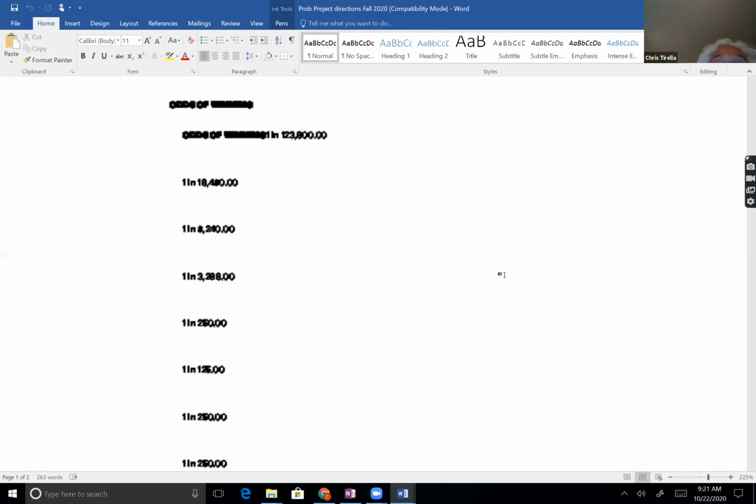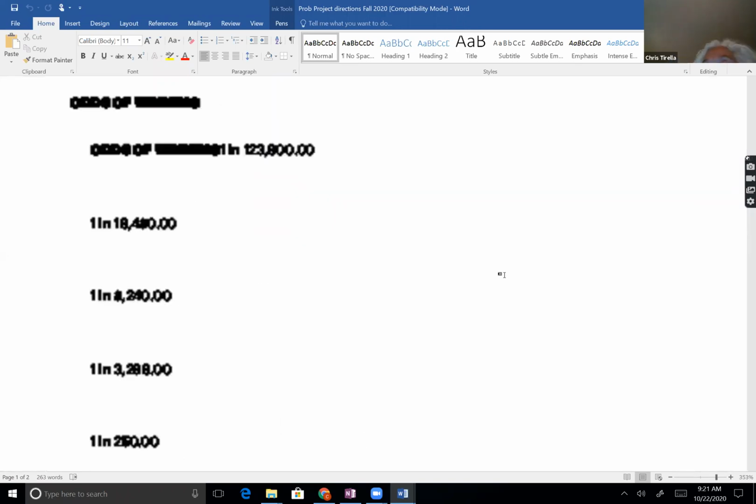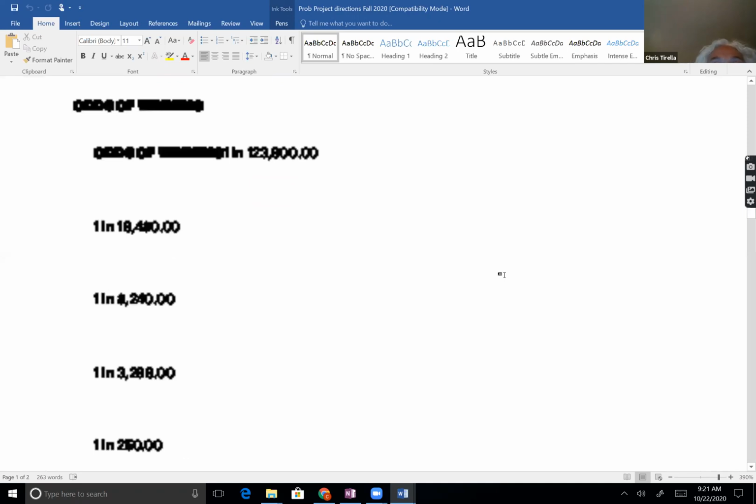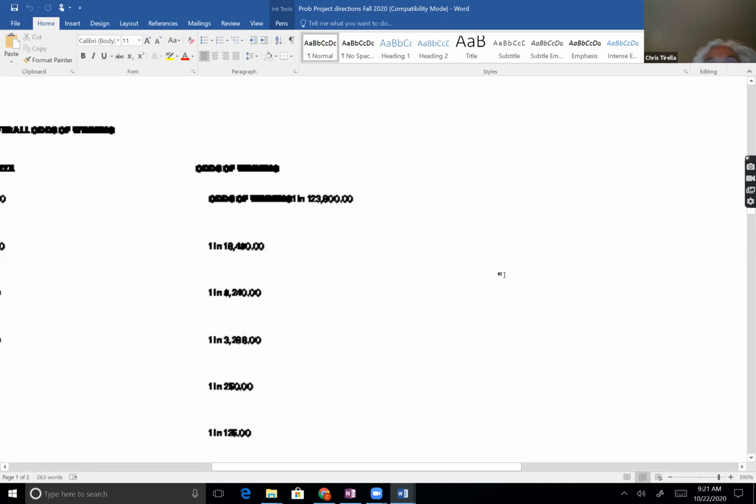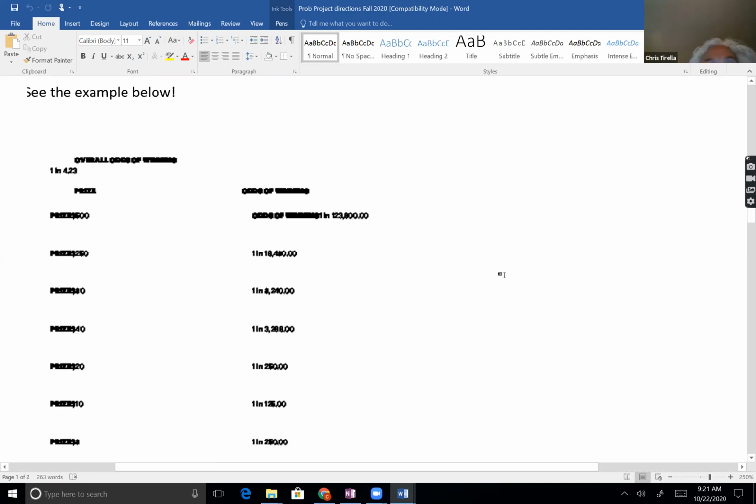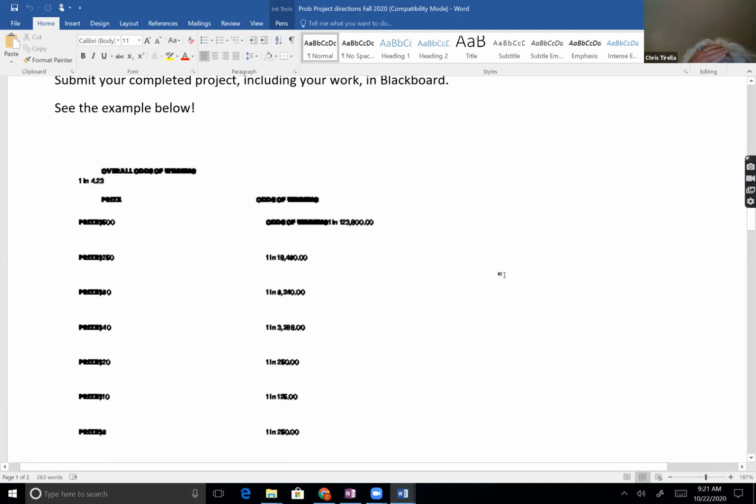And so over here, I actually tried to print out one of the pages from the current website, and it wouldn't let me.